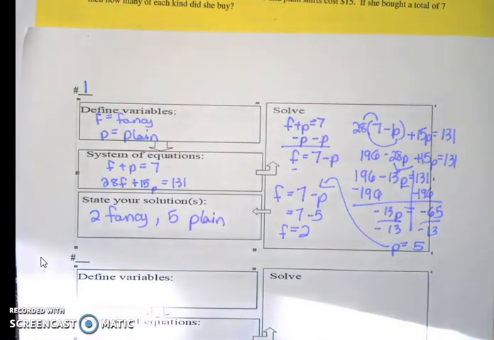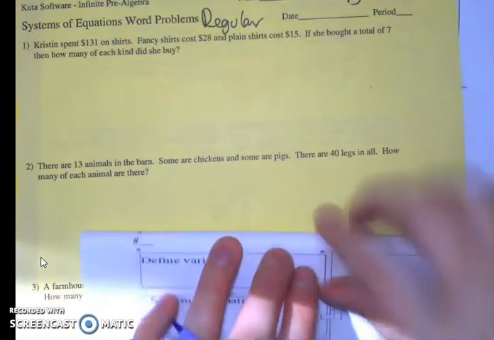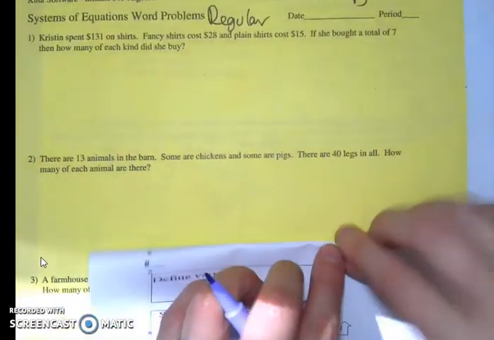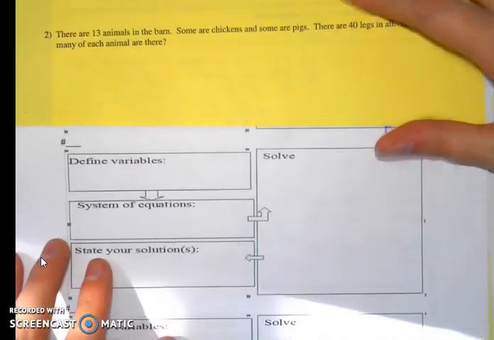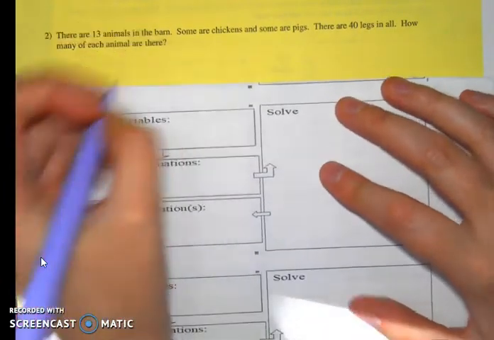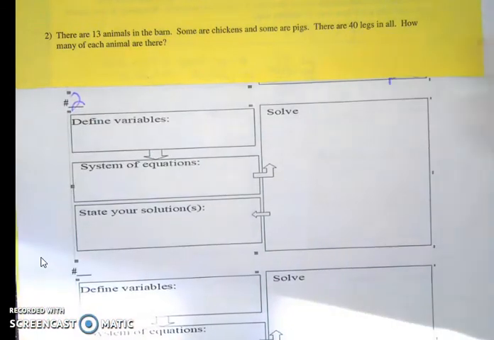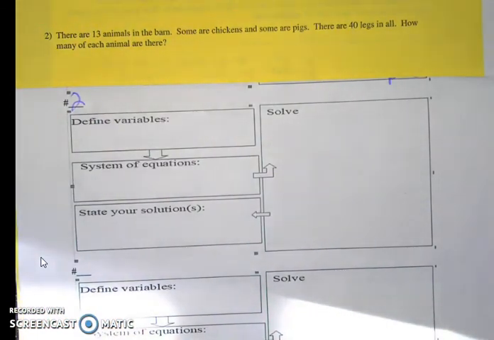Okay? Let's try one more, just so you can see it one more time. So I'm going to go ahead and fold this over so we're not distracted by that top one. And let's go with the second one here. So there are 13 animals in the barn. This is number 2. Some are chickens and some are pigs. There are 40 legs in all. How many of each animal are there?